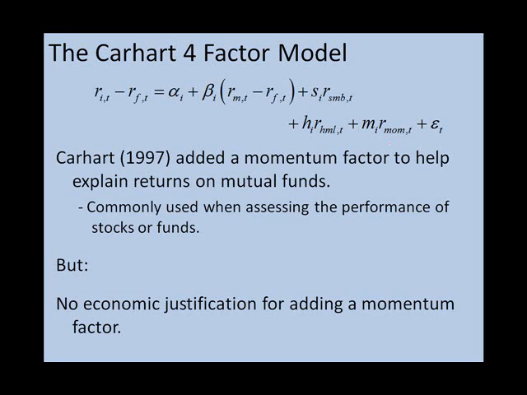Again, we have the same problem, though, with this four-factor model. There is no economic justification for adding the momentum factor. Researchers are looking at the momentum factor and trying to work out whether there is some macroeconomic risk factor that it's picking up, but as of yet, there has been no research that provides any economic justification for adding this factor. The only reason for adding it is that empirically it seems to work.